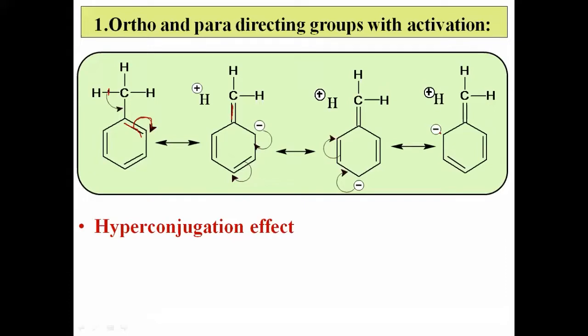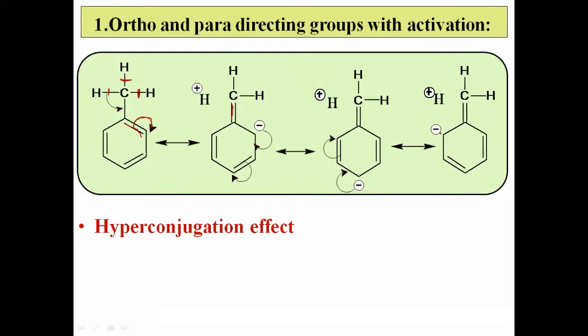Similar to the first CH bond, the second CH bond also undergoes breaking. We get the same type of three structures. Due to release of the first CH bond, we get three hyperconjugation structures. Similarly, from the second CH bond, we get three more structures. Similarly, if the third CH bond undergoes breaking, again we get three structures.